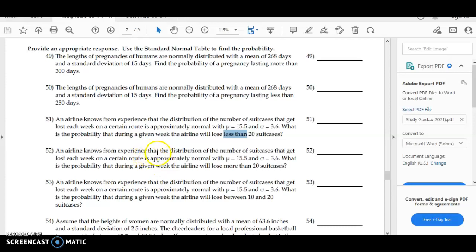So it's the same type of problem. This airline knows from experience that the distribution of the number of suitcases that get lost each week on a certain route is approximately normal, with a mean of 15.5 and standard deviation of 3.6. So what is the probability that during a given week the airline will lose more than 20 suitcases? Again, look at the keyword. It shouldn't be confusing, right? It should be pretty straightforward here. But we're going to take this to mean greater than or equal to rather than more than.